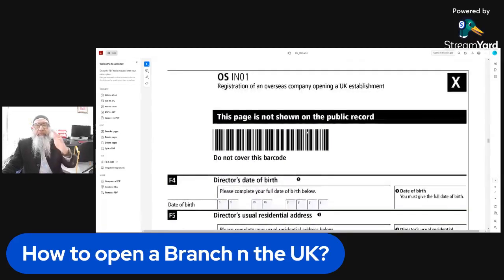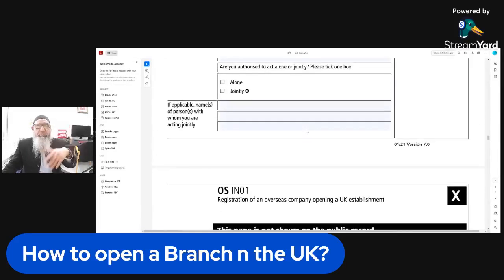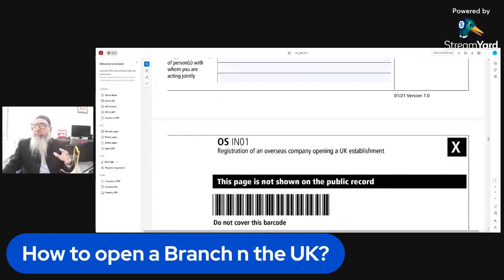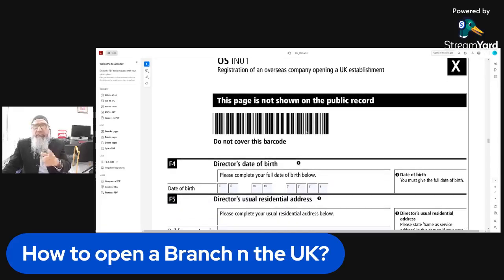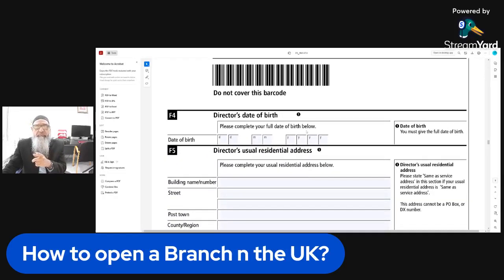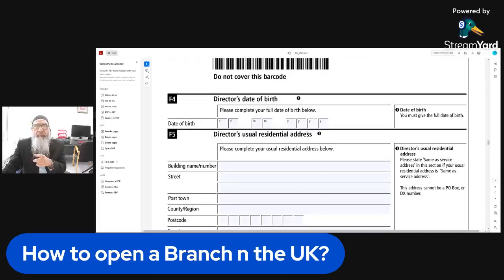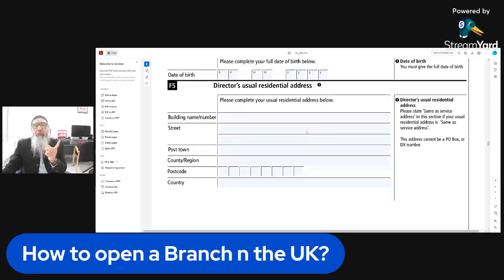Now, the above information, the above pages would have been disclosed publicly on the website of Companies House, but from this page onwards, this page is not shown on the public record. So what is the director's date of birth? Director's usual residential address. Previously, we gave the address for the service or business place. Now this is the residential address of the director.